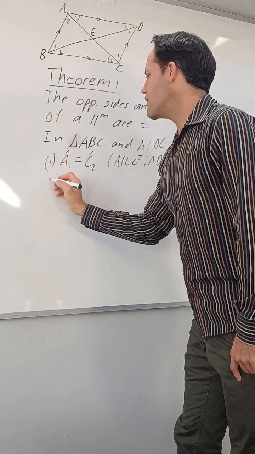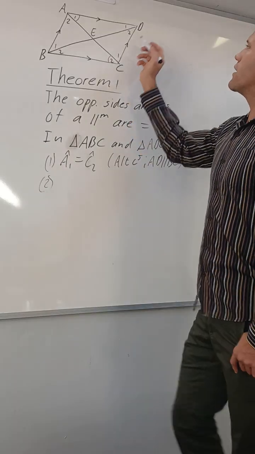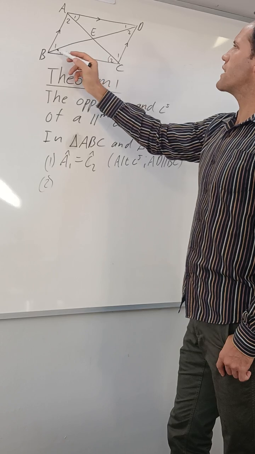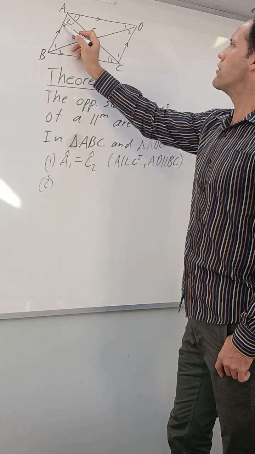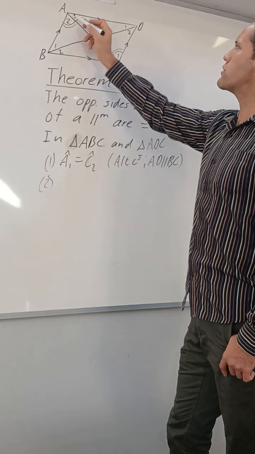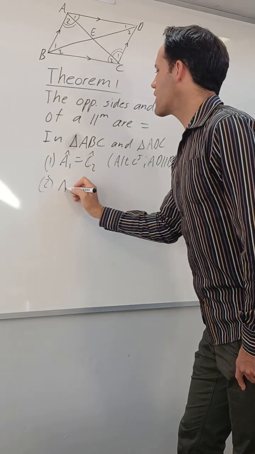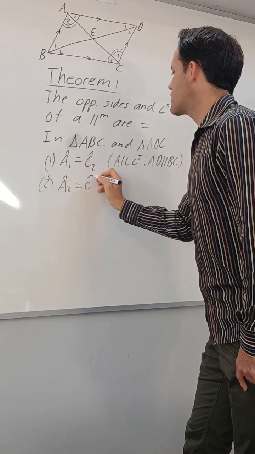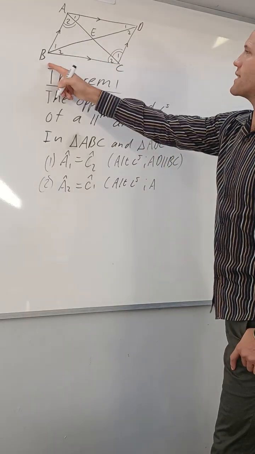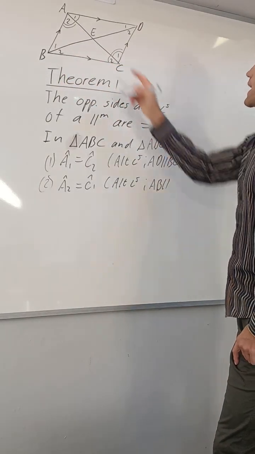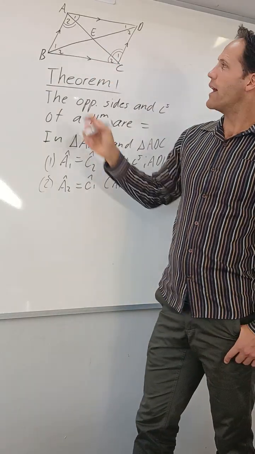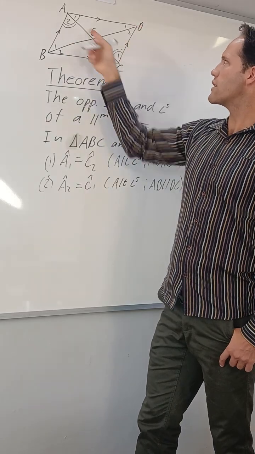Okay, then secondly, we're still looking at this triangle here and this one. We can also say that this angle A2 is equal to this angle C1. You see, because it's also alternating. So secondly, we can say that angle A2 is equal to angle C1. Alternating angles, again, but this time it's AB that's parallel to DC. Okay, you with me? Okay, so we got alternating angles.